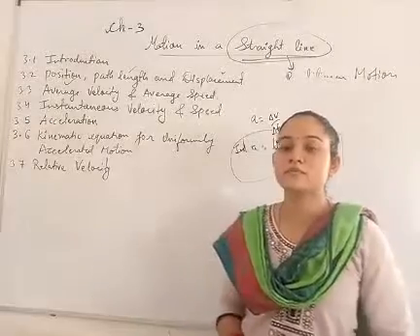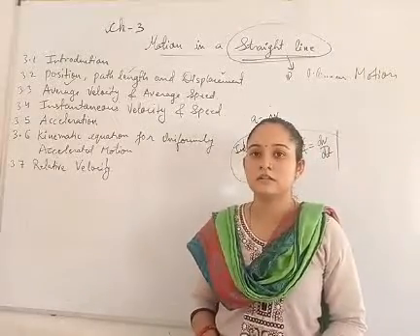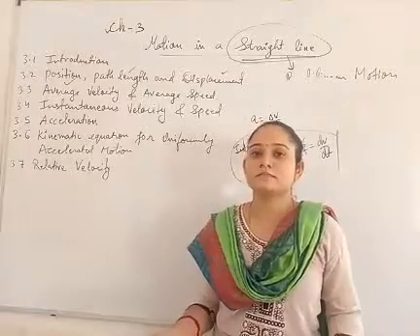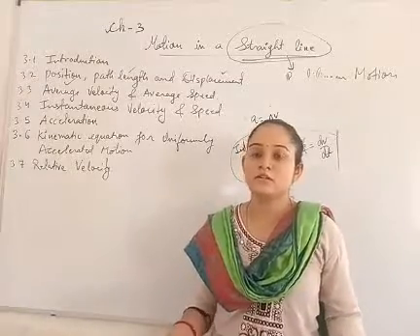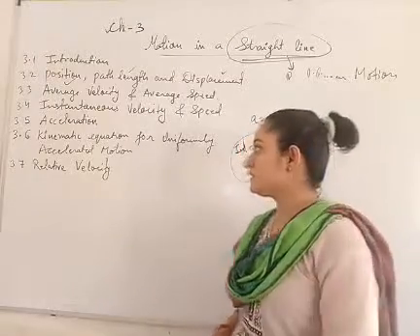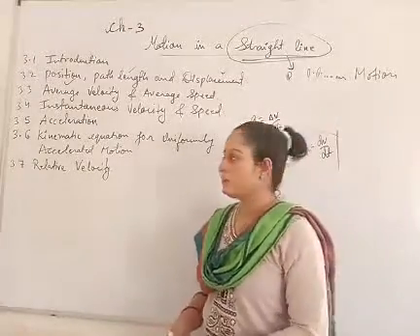When an object is moving with uniform velocity, for example its speed is the same or its velocity is the same, it is known as uniform motion. Clear? That is uniformity in speed or acceleration.